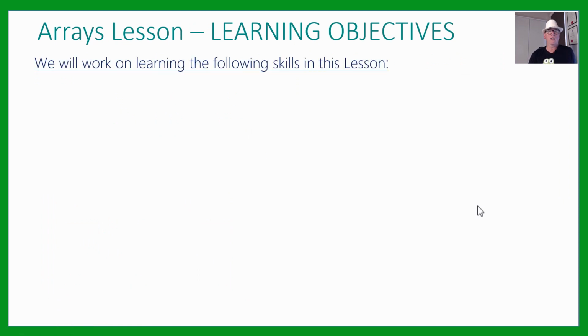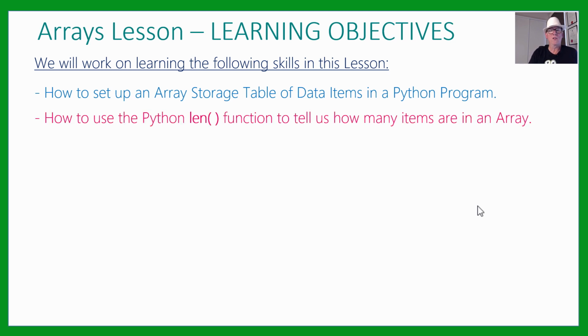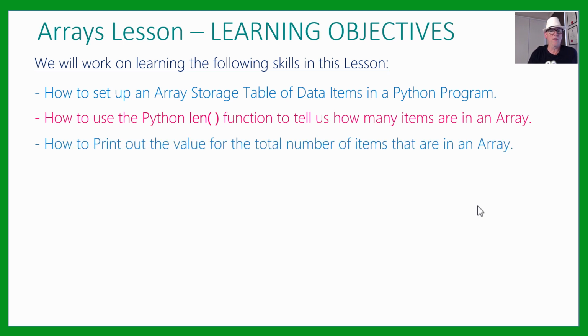Let's move along. So learning objectives we've got in this lesson. We're going to learn how to set up a storage array of data items in a Python program, which is what we pretty much just taught you to do right then, and how to use the Python len brackets function. That will tell us how many items there are in the array. That's like Python's little set of eyes, where it can count how many items there are in those storage compartments. It can take a look in each one and count them. And we've already pretty much done that.